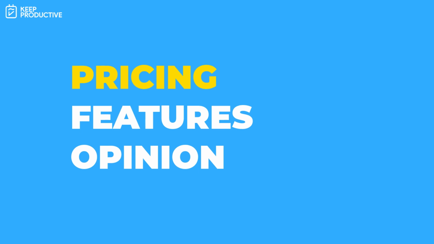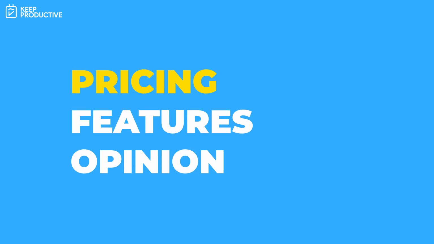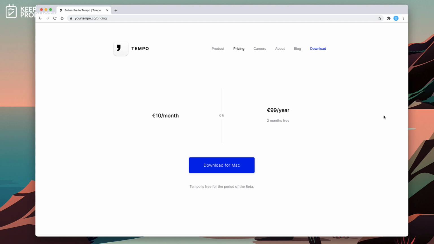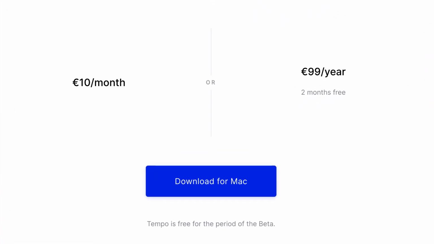Now let's talk about the pricing first, because I feel like it's important to flag this up. Tempo was free for the period of the beta. However, they're now charging 10 euros per month. And if you want to go for the yearly pricing, it's 99 euros a year, which I would say isn't too bad in terms of pricing.